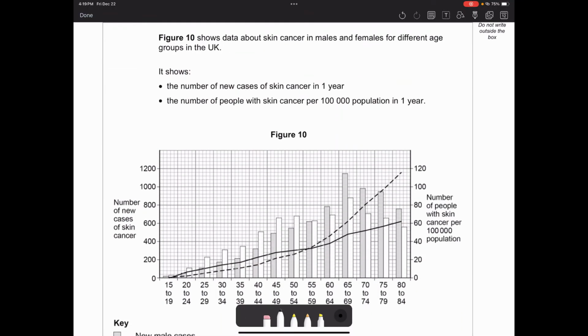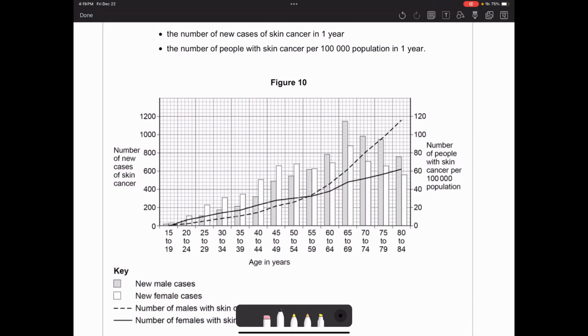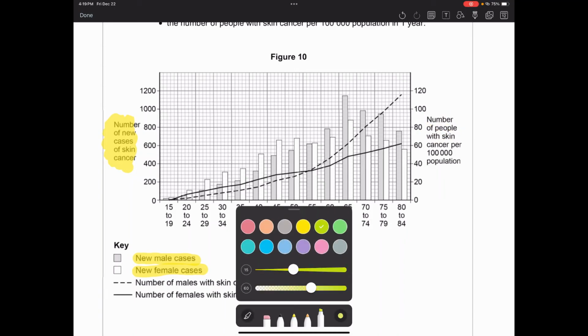Figure 10 then shows data about skin cancer in the males and females for different age groups in the UK. It shows the number of new cases of skin cancer in 1 year and the number of people with skin cancer per 100,000 population in 1 year. So you've got the graph, and it's giving you a lot of information here. You've got age in years, and there's 2 axes. You've got the number of new cases of skin cancer for males and females, which are your bars, and then you've got some lines, which are the number of people with skin cancer, okay, per 100,000 of the population.